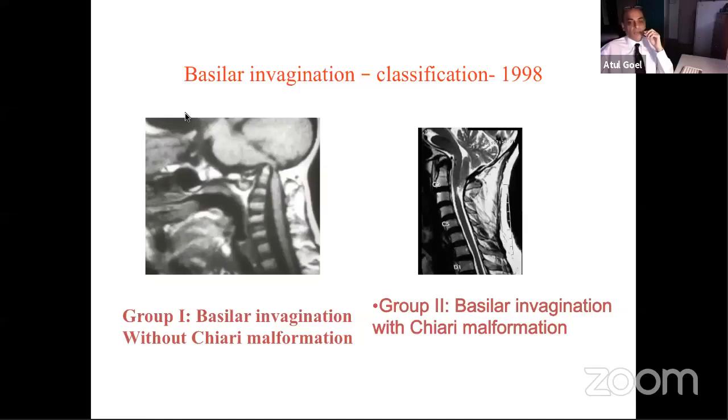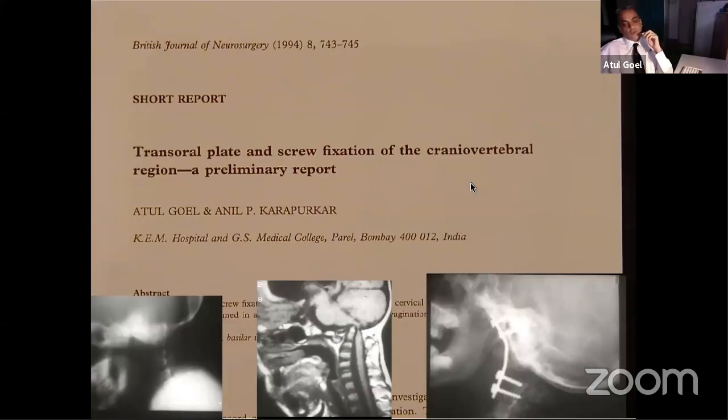Basilar invagination as an entire concept is based on how to treat this invagination of the odontoid process in this group and how to treat tonsillar herniation in this group. I was doing transoral surgery for a long time, and my number of cases were going in hundreds. Every year I was demonstrating in various parts of the country and various places.